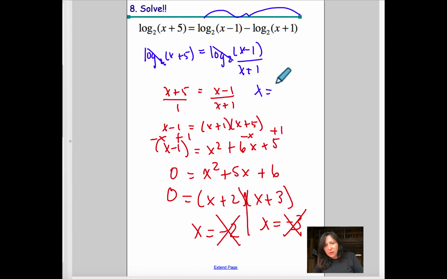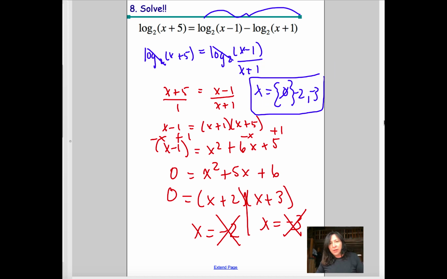So my answer set will look like this. No solution in my solution set. However, outside of my solution set, I have two values that are negative 2 and negative 3, and those are what we call extraneous solutions.